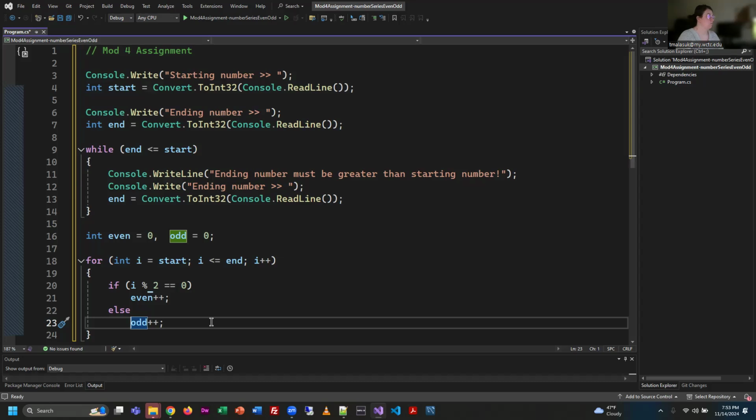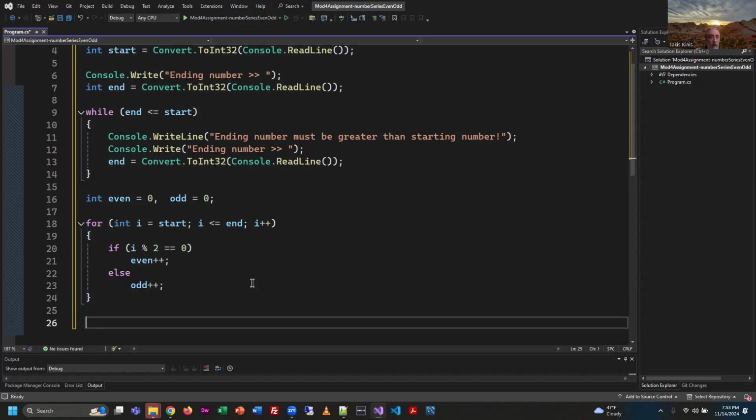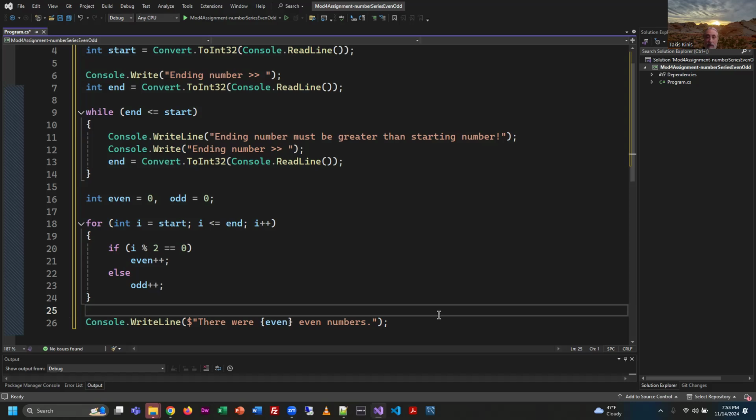Any other maneuvers I need to make? No. That's all of it. We're just counting them. The other maneuver we need to make is just to put it on the screen. Yeah, that's it. And we're done, folks. So here's the console write line for the even numbers. And of course, the odd numbers to follow.